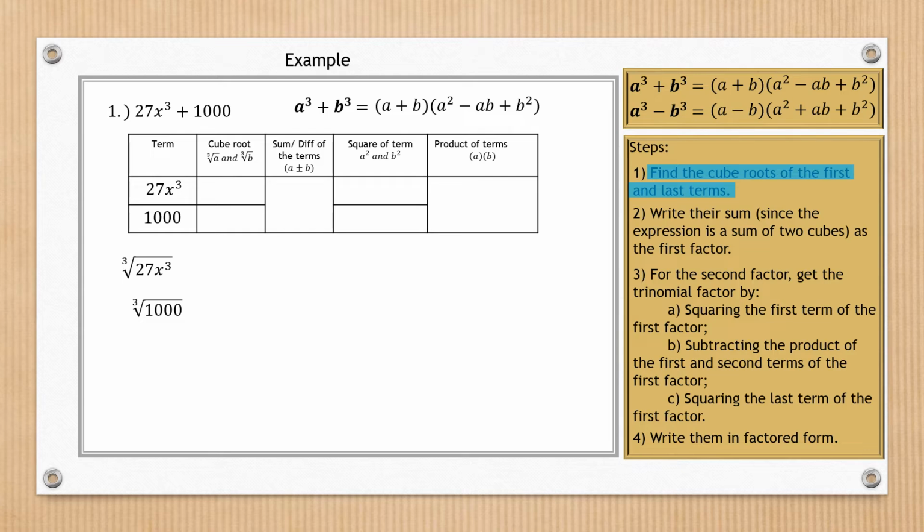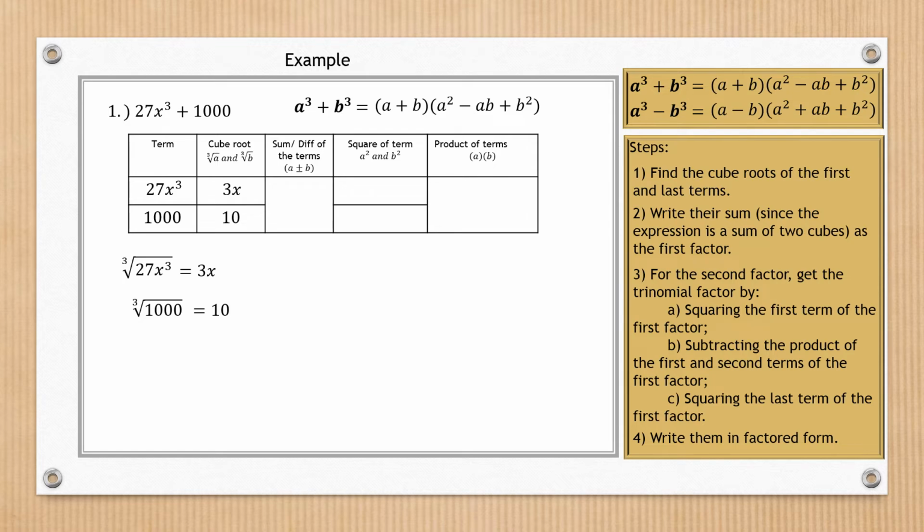So, cube root of 1,000. Okay, so these are the results. Cube root of 1,000, class, we didn't have that in our example earlier, but you can use your calculator. Cube root of 1,000 is equal to 10. Cube root of 27 is 3. Cube root of x cubed is x. So you write it down in your table.